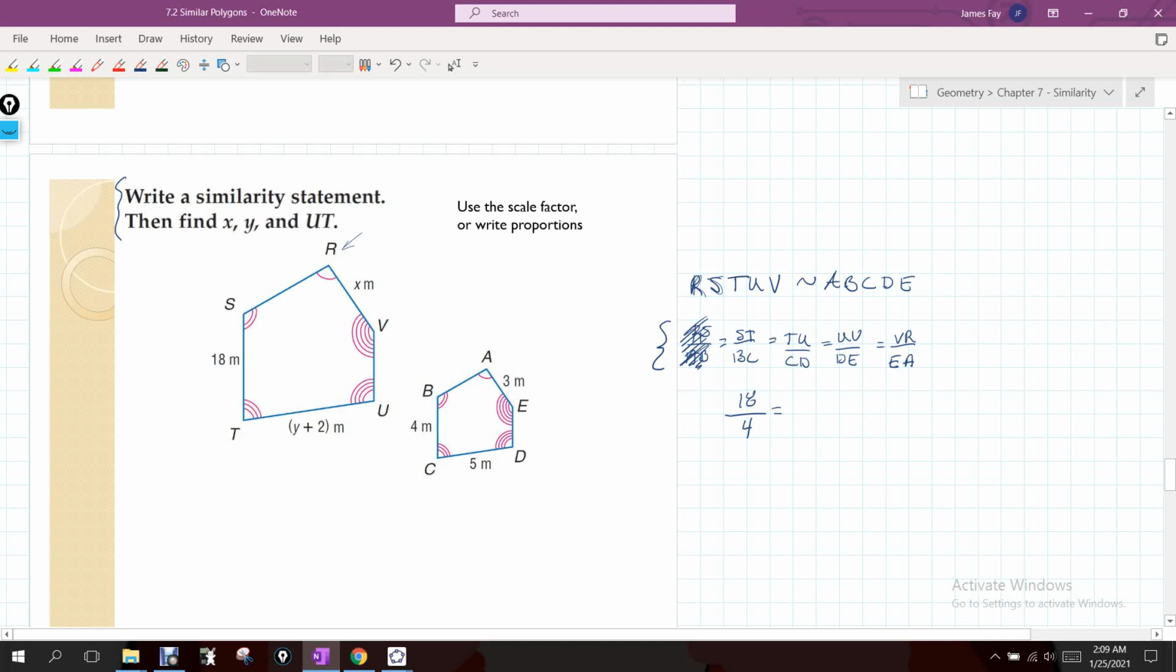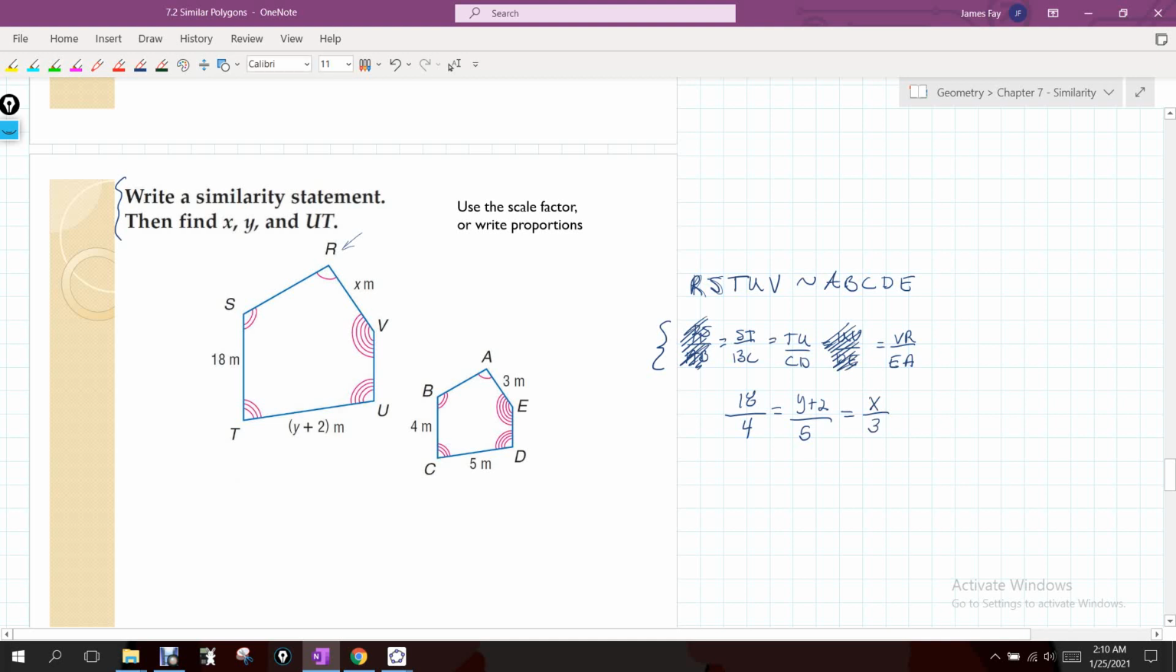TU over CD. TU is y plus 2. CD is 5. If I were to leave it like this and not go any further, that at least gives me a way to solve for y. But I can keep going. UV, I don't know UV. I don't know DE. They don't give those, so I'm just going to wipe that one away. The other one that I know is that VR is X and EA is 3.